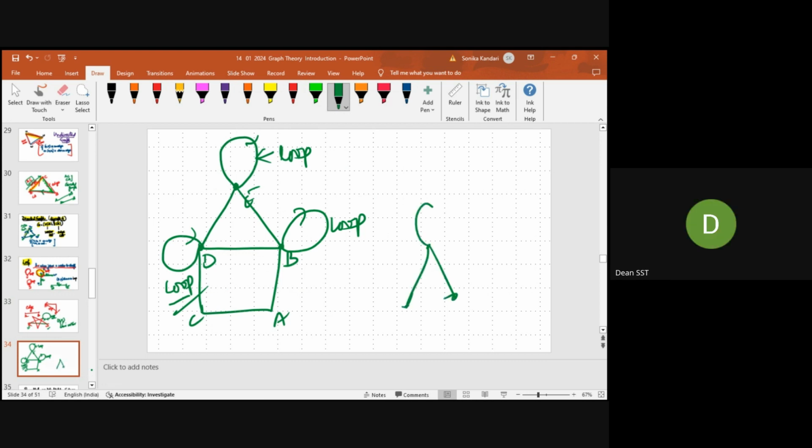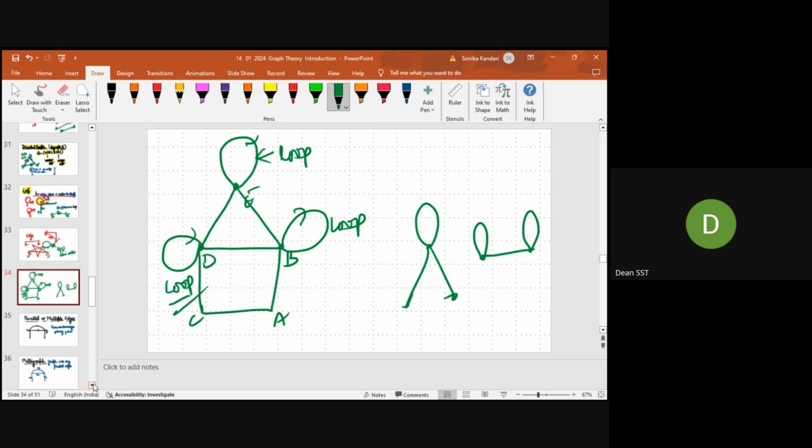Yes, sir. This is a loop. These are loops. Fine. A graph can have one or more loops. Is the concept of loop clear? Yes, ma'am. Suppose this is vertex V. So the start point and end point are both the same.